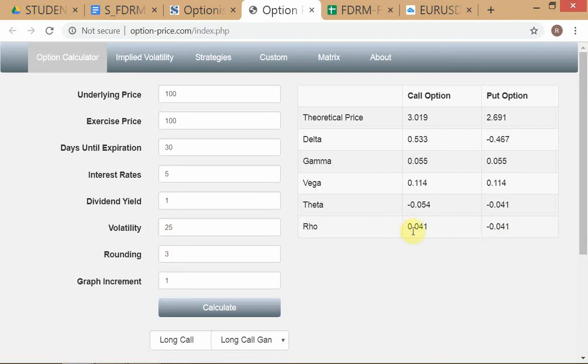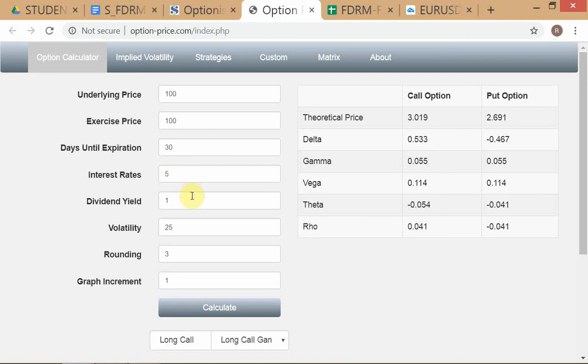All right, now the last one is rho. This is not so important, but you should be aware of it. Rho is basically the sensitivity to the interest rate. Because the interest rate is also one of the inputs to the model in the OVM, the option valuation model. So if you change the interest rate, what happens to the option price?